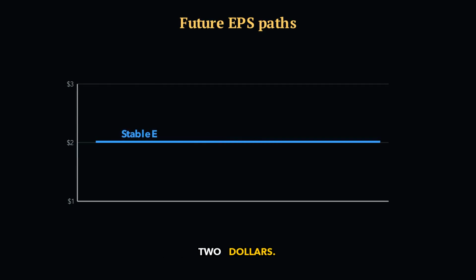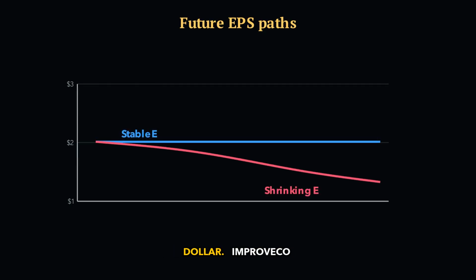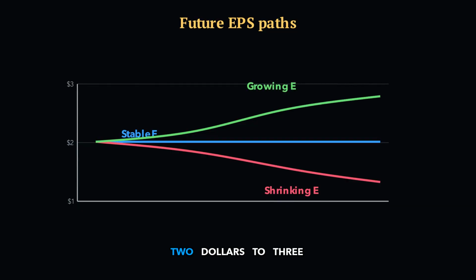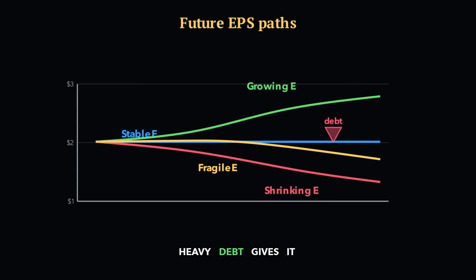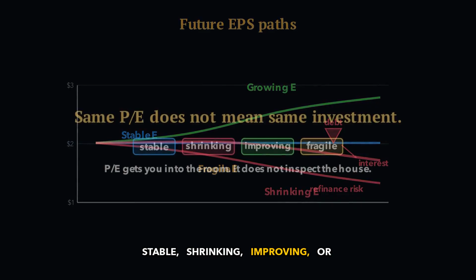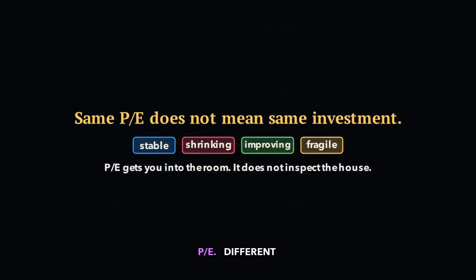StableCo may keep earning $2. ShrinkCo may fall from $2 to $1. ImproveCo may rise from $2 to $3. DebtCo may still earn $2 today, but heavy debt gives it less room for mistakes. Why does debt matter? Because interest payments and refinancing risk can pressure future earnings. That is why the same PE can mean stable, shrinking, improving, or fragile. Same PE. Different story. PE gets you into the right room. It does not inspect the whole house.